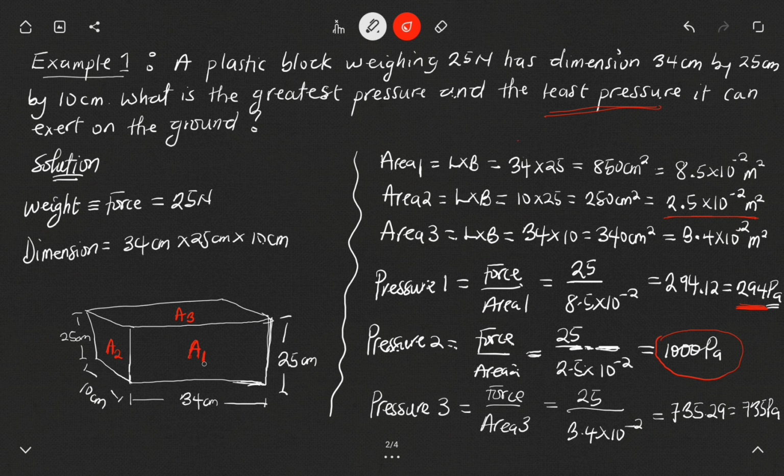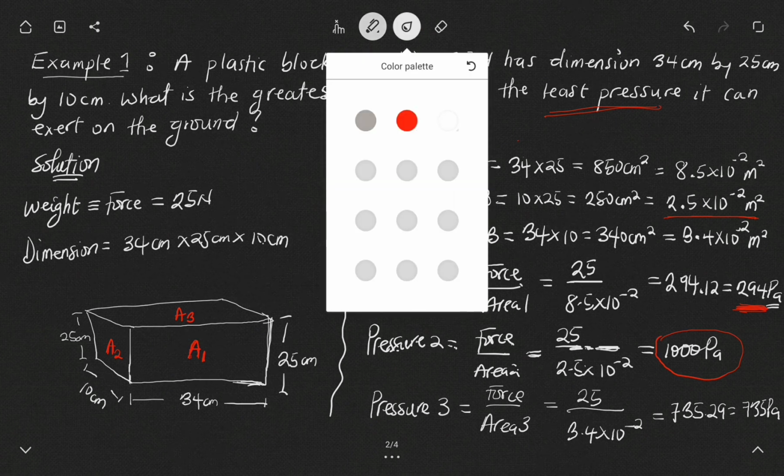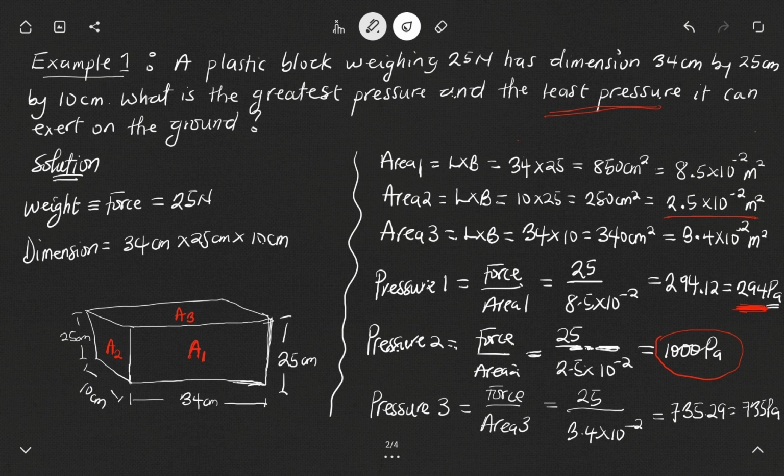Exerted by area 1. So we can see that area 1 has the biggest area. It has the biggest surface area. Because the area is big, the pressure that it will exert is quite small, and hence the reason why it has the smallest pressure. And if we look at area 2, area 2 has the smallest area, as we can see from the illustration, and hence the reason why it has the highest pressure, because the relationship between area and pressure is inversely proportional. All right, so let's have a look at another example to further appreciate what we are doing over here.